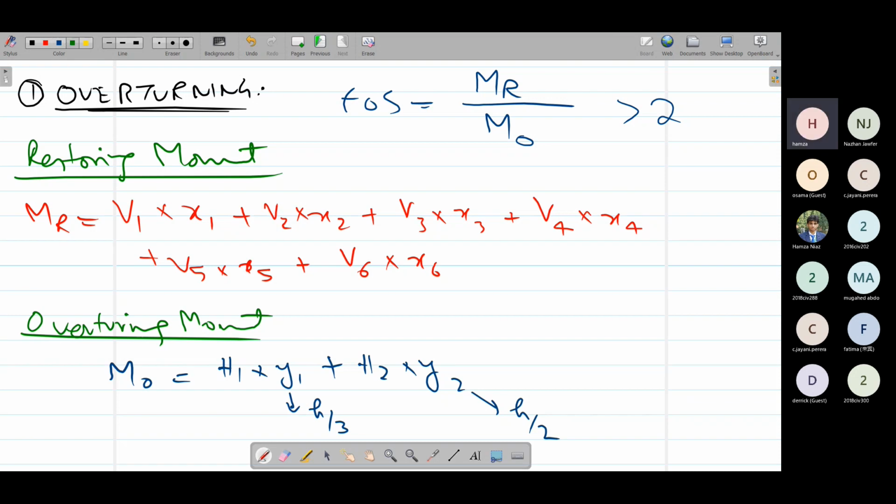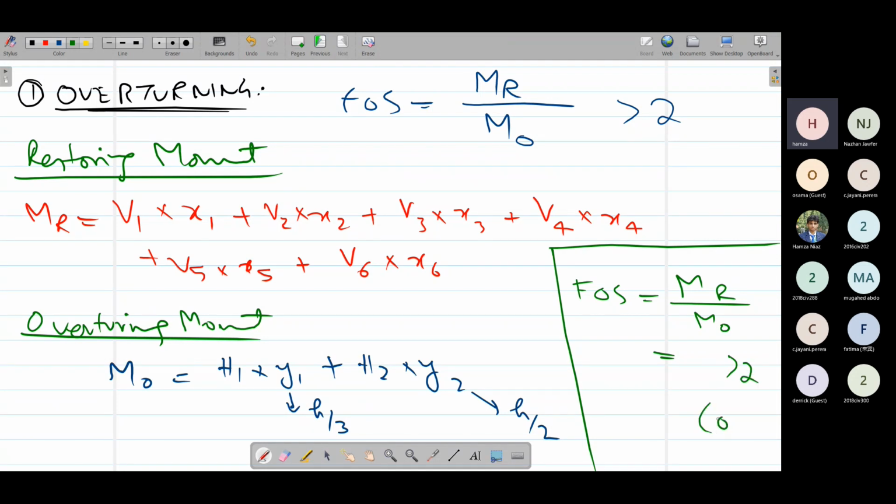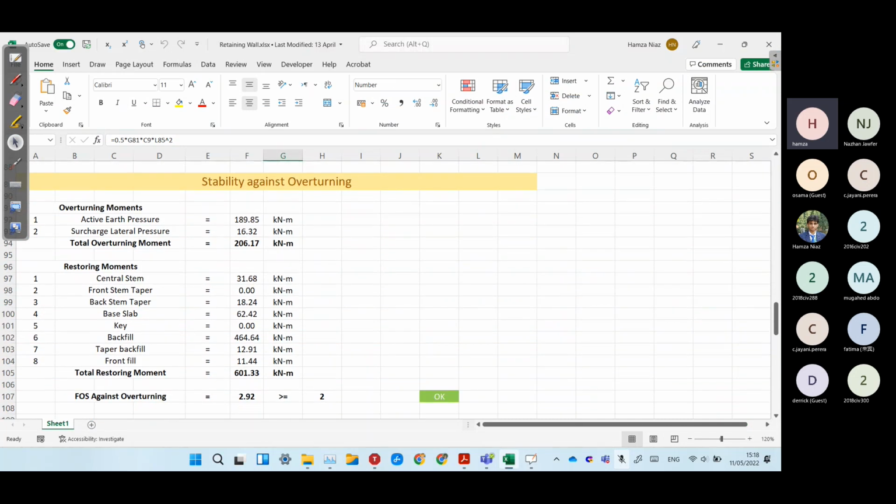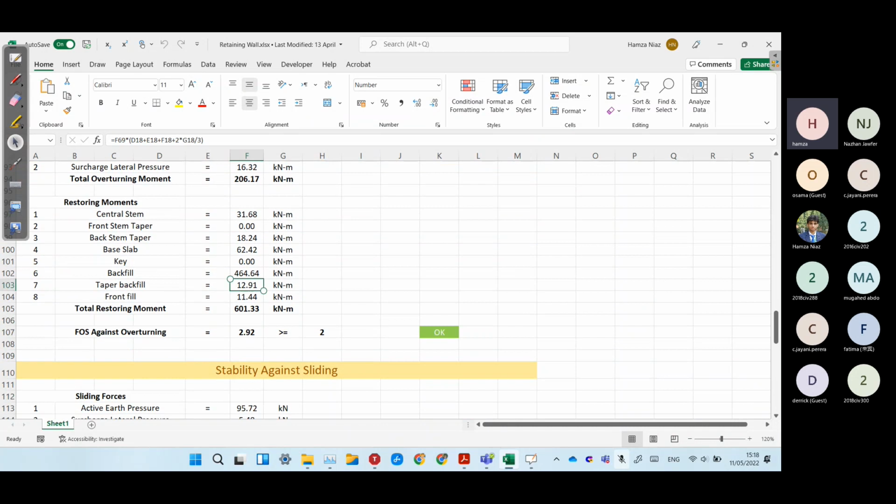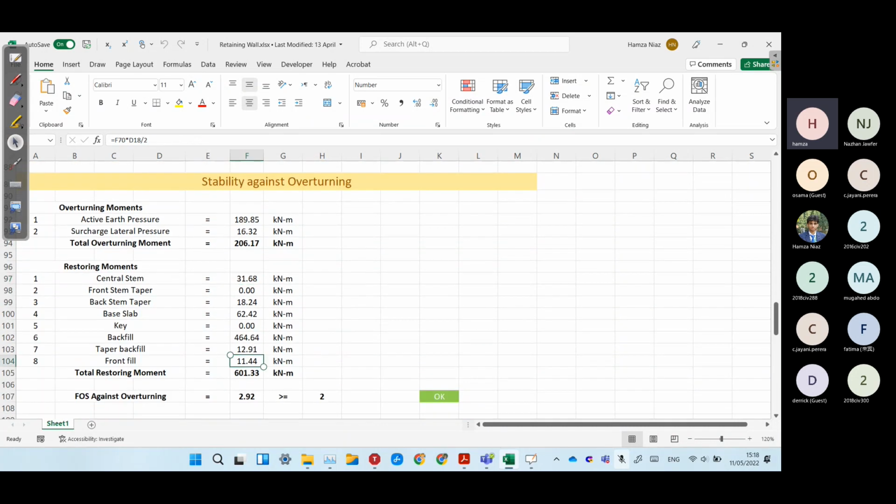Afterwards, we are going to simply apply the formula: restoring or resisting moments over overturning moments. Its answer should be greater than 2. If it's greater than 2, then that's fine. If we look at this, these were the two restoring moments, these were the two overturning moments, and these are all the restoring moments without a surcharge. Remember, we are going to neglect the surcharge in restoring moments, and we are going to neglect the passive earth pressure in overturning moments.